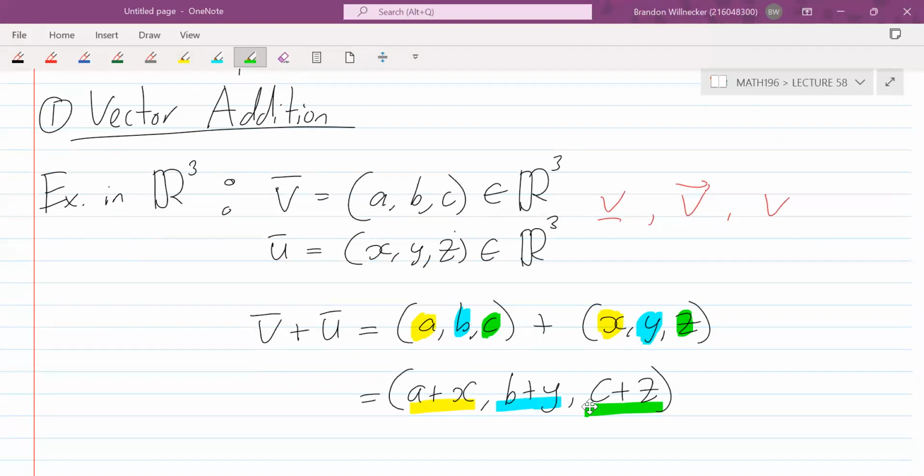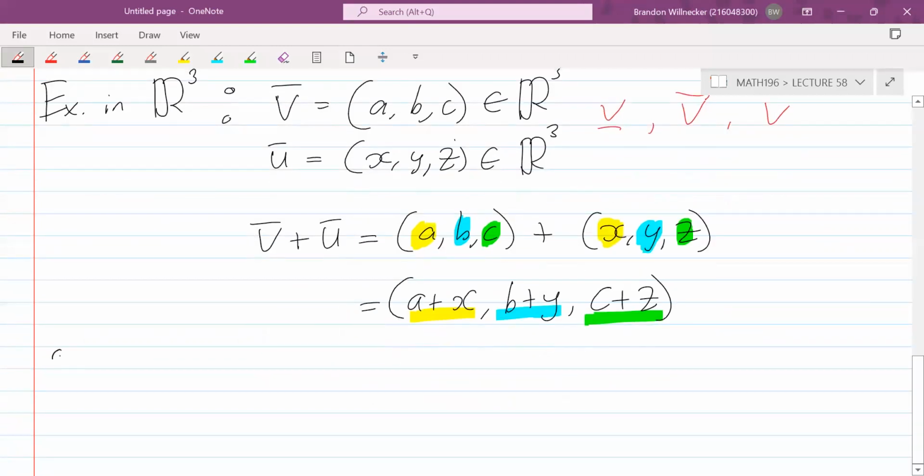If we had vectors from R2, we would just add the first components and then add the second components as well. And you can generalize this to Rn as well. You just do it component-wise like this. So that's vector addition.